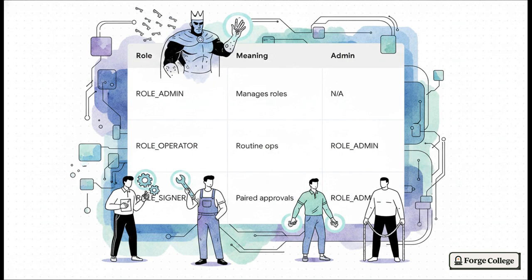Looking at it practically, this matrix outlines a recommended hierarchy. It clearly separates the managers from the bouncers. Your role admin is the ultimate boss, managing roles and revoking delegations. The role operator handles the routine day-to-day operations. And our signers handle those strict paired approvals. Everyone stays cleanly in their own lane, exactly as it should be.